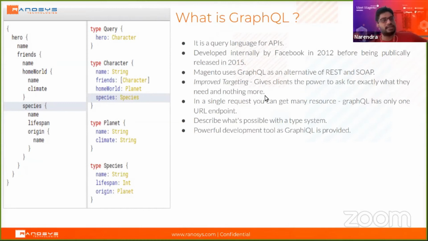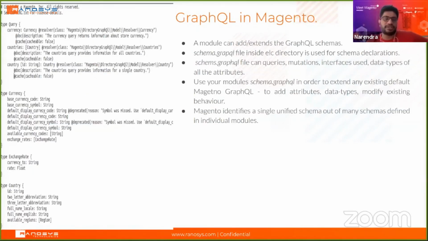The other thing is that it has improved targeting. That means all the APIs are accessible by only one endpoint. Like in REST, we have different endpoints, but that's not the case for GraphQL. We have only one endpoint, but it is a very strictly typed language. So you need to define each and everything, like this name, what this name is supposed to be, what this home world is supposed to be. If you don't define it, you can't request it and you can't get it in the response as well. Apart from this, it provides a powerful tool like GraphiQL, so we can see the request and response in a very interactive manner.